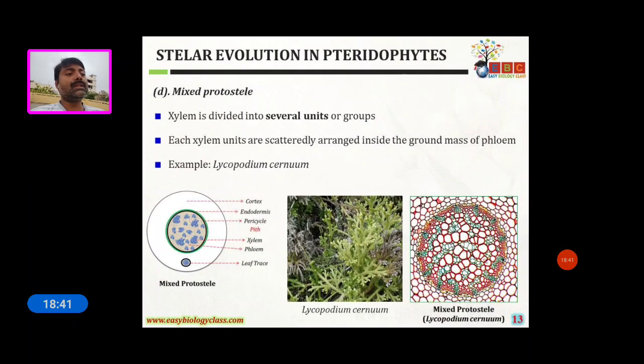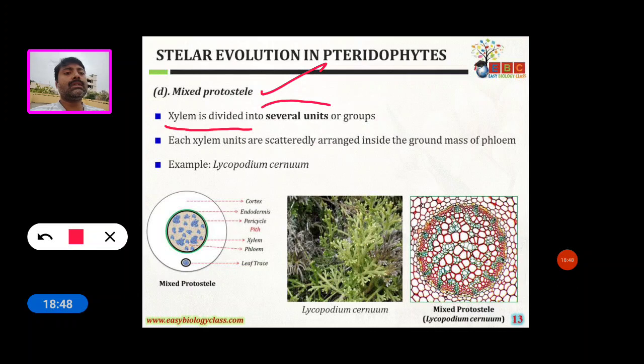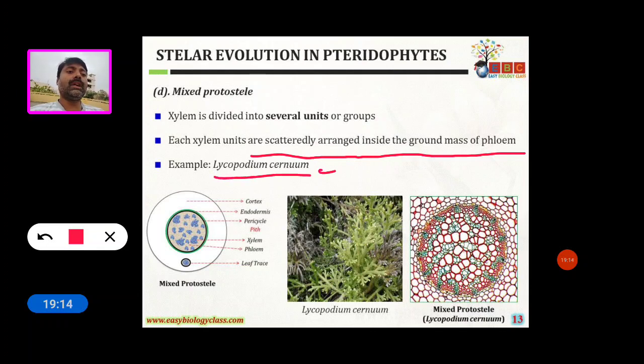And the next stele is the mixed protostele. Mixed means the xylem is divided into several units or groups. Each xylem unit is scatteredly arranged inside the ground mass of phloem. This type of stele we can see in Lycopodium cernuum. So this is the Lycopodium cernuum plant.